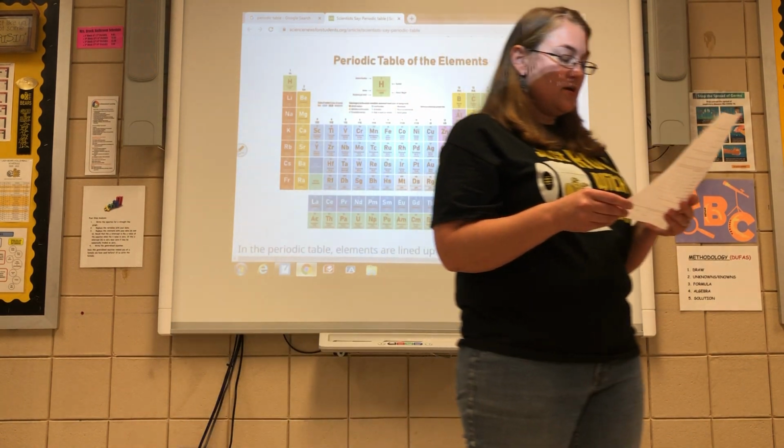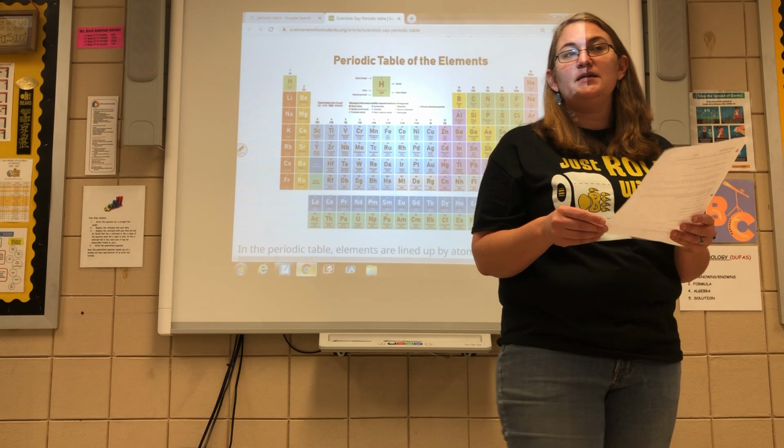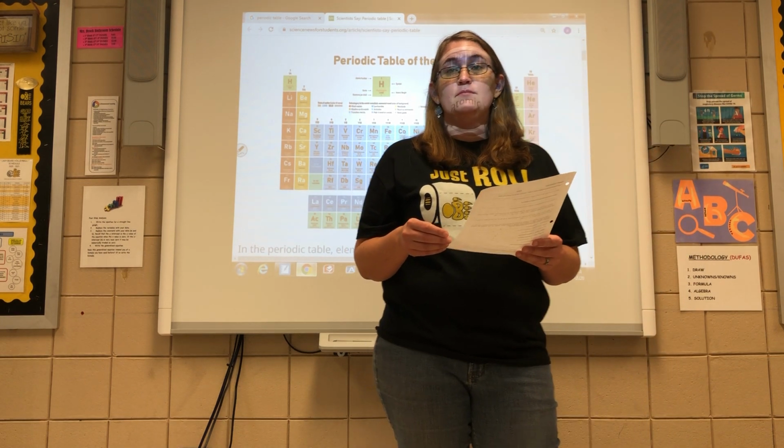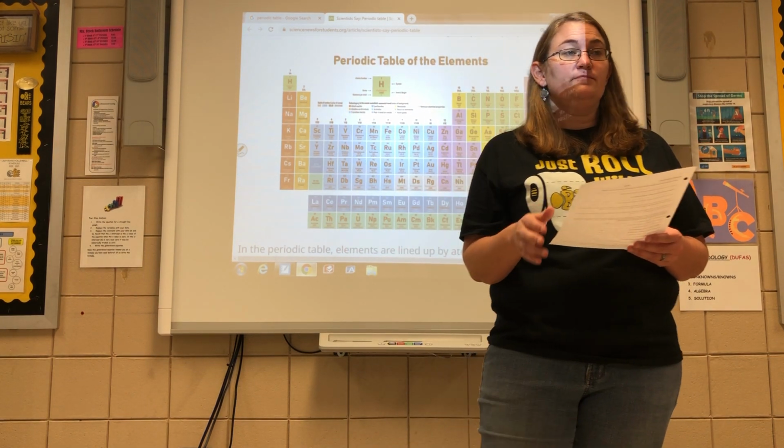Number 8 says, what do you notice about the location of the elements in each family? They're all in the same column.